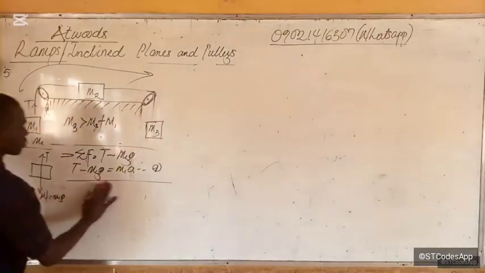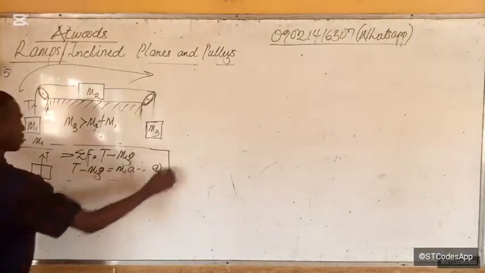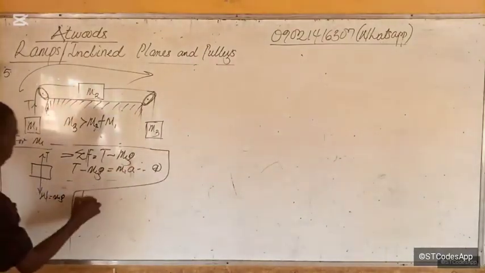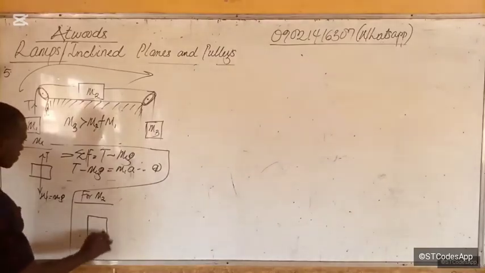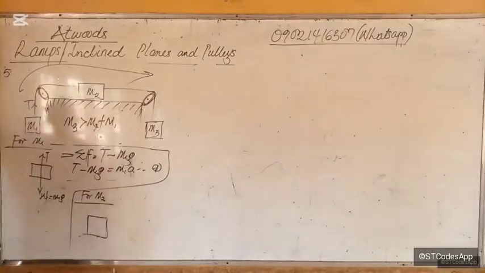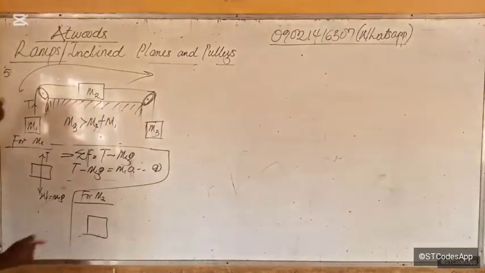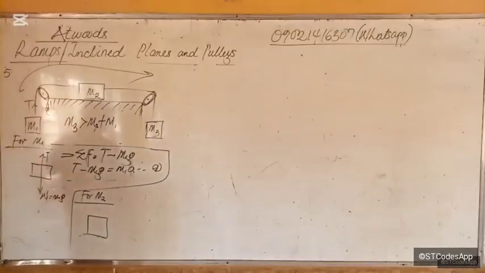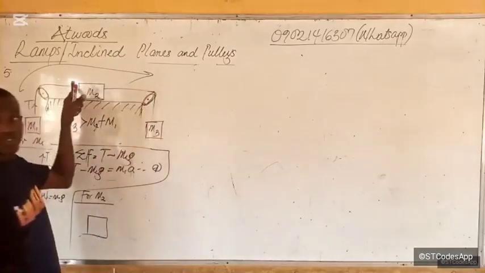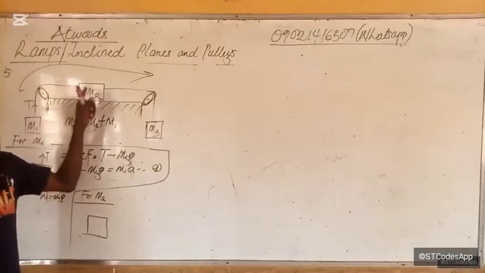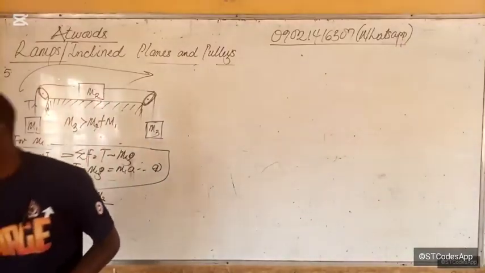Equation 1. Yeah. So let's draw for M2. Now for M2, what are the forces acting on it? Now, recall that there are two strings here. There are two different strings here. Because one string is attached to the right arm, the other string is attached to the other one.